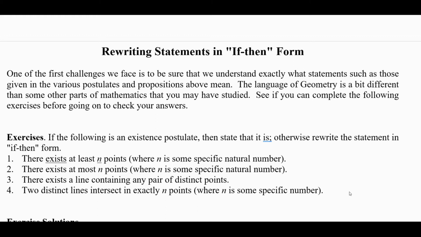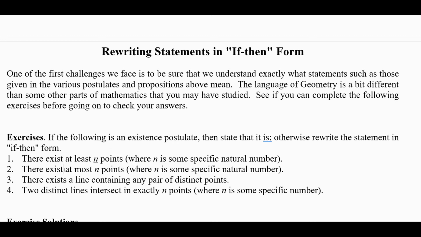Number 1, there exist at least n points. I probably should just say exist is plural, of course. Exists is singular. It depends on what n is, I guess, how that matters. But n is a specific natural number. Say n might be 2. So there exist at least 2 points.